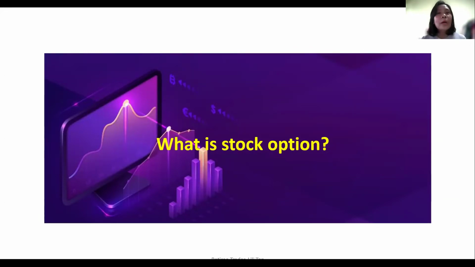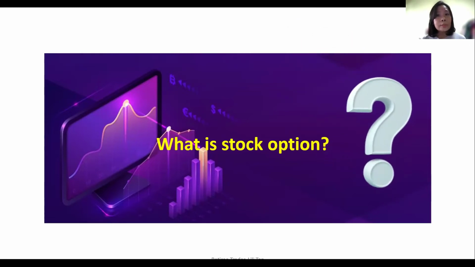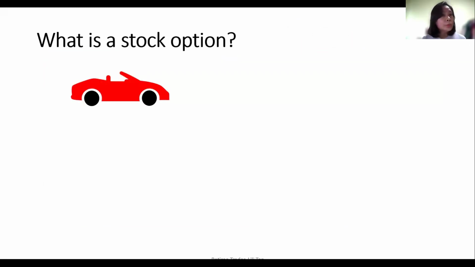In this video, I use a few analogies to explain what a stock option is. Do you own a car or own one previously? If you do, what do you do? Normally, you would want to purchase a motor vehicle insurance. Why? Because you want to protect your car as well as yourself. In case an accident happened, you can claim against the policy.